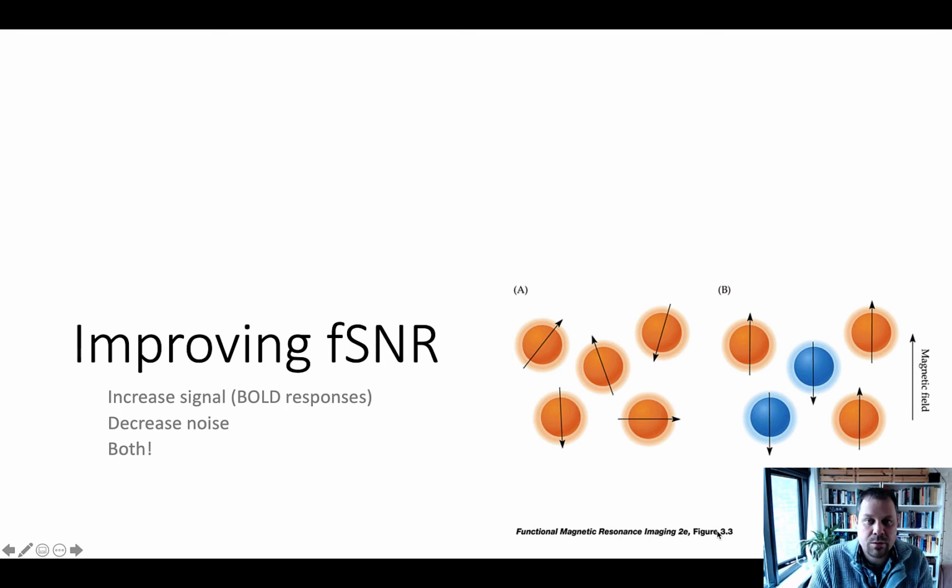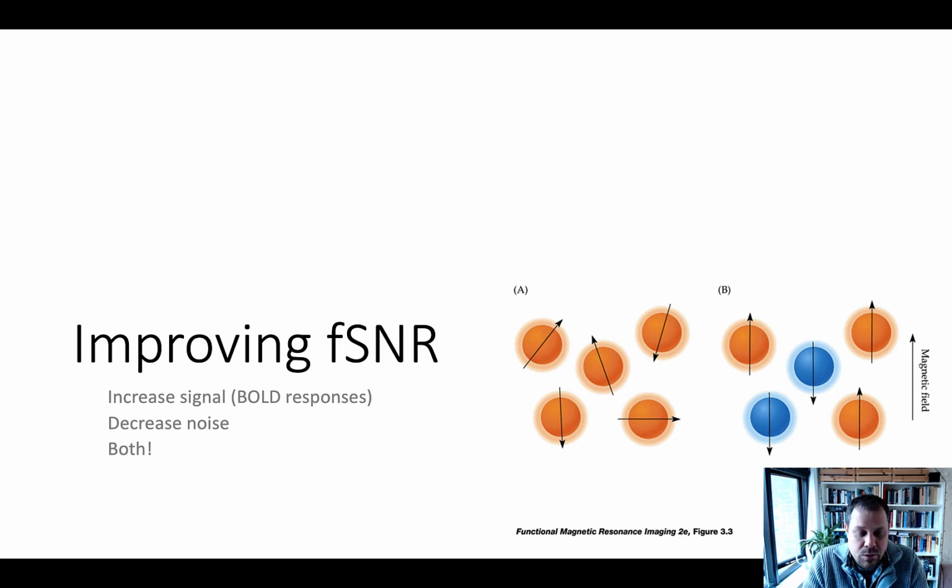In fMRI research, we have to deal with a lot of sources of noise which impact the signal that we're interested in negatively, particularly by decreasing the signal-to-noise ratio, or the functional signal-to-noise ratio, which the larger it gets, the better it is for our data.